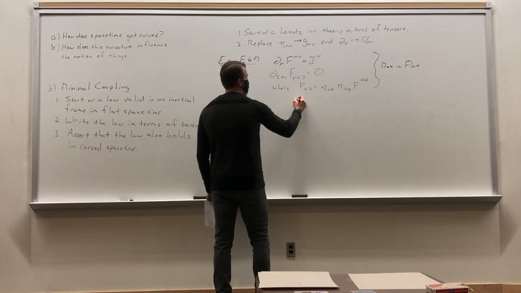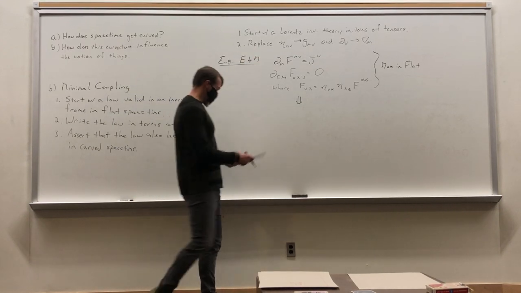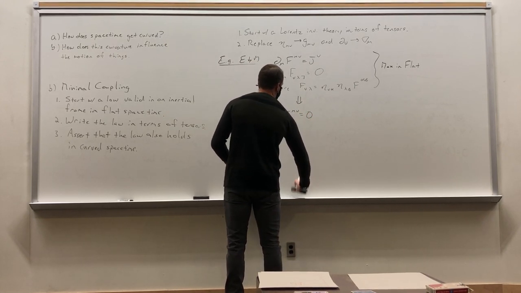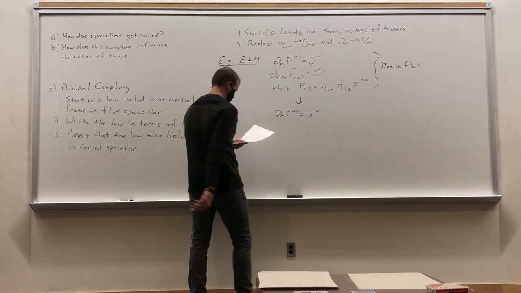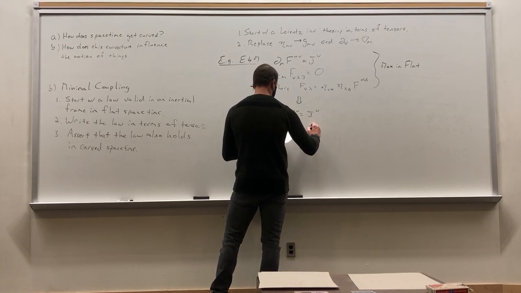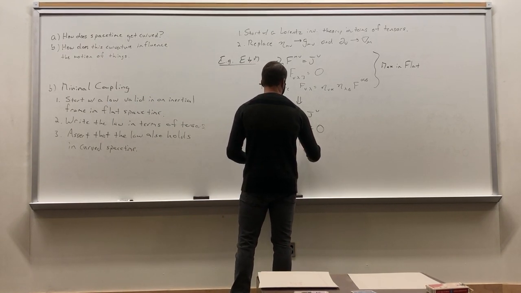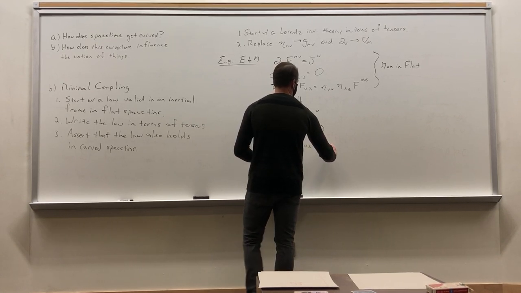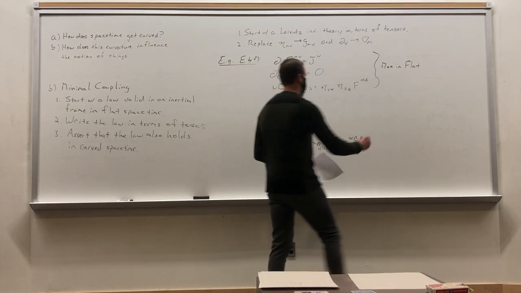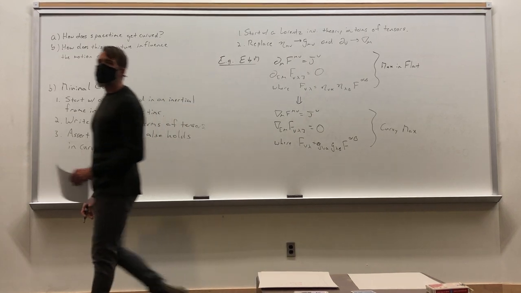Now all I want to do is take this to curved space, following these rules. Okay? So we now have del mu F mu nu equals j nu, and del mu F mu lambda equals 0, where F mu lambda is now g mu alpha, g lambda beta, F alpha beta. Okay? This is the curved-space form of Maxwell's equations.